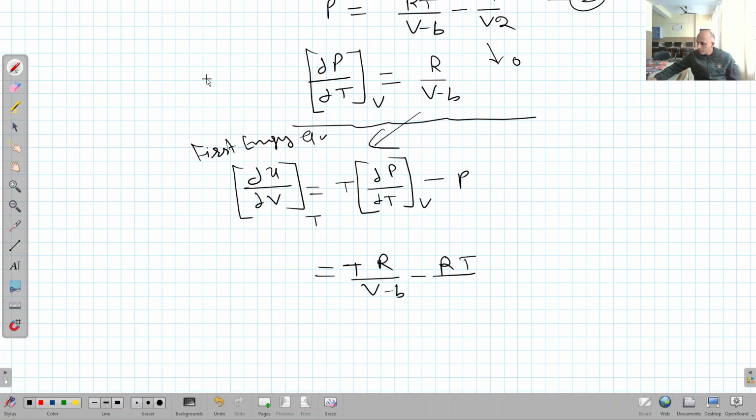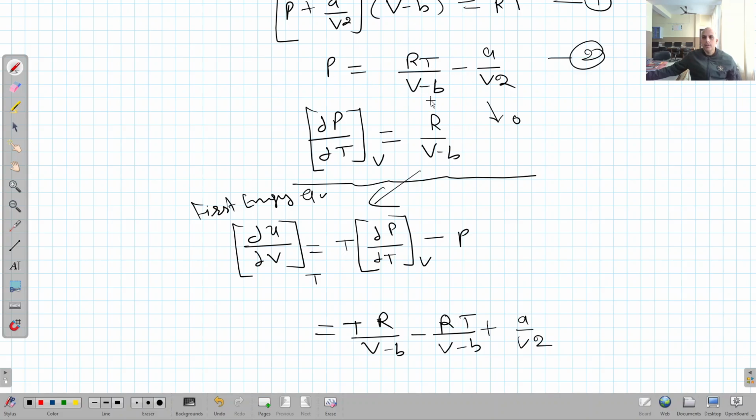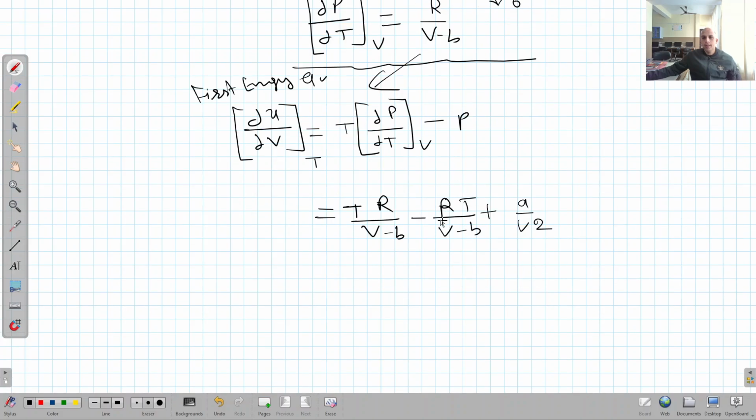What I did, I put the value of P. P is RT/(V − b) − a/V². So here minus minus will become plus, and now these two terms got cancelled out. So I got (∂U/∂V) at constant temperature T is equal to a/V².